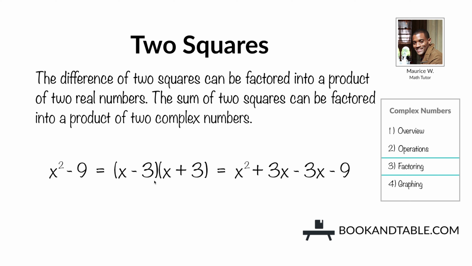To confirm that this is true, we can FOIL out this expression. X times x gives us x squared. X times 3 gives us 3x. Negative 3 times x gives us negative 3x. And negative 3 times positive 3 gives us negative 9. Negative 3x and positive 3x cancel each other out, leaving us with x squared minus 9.